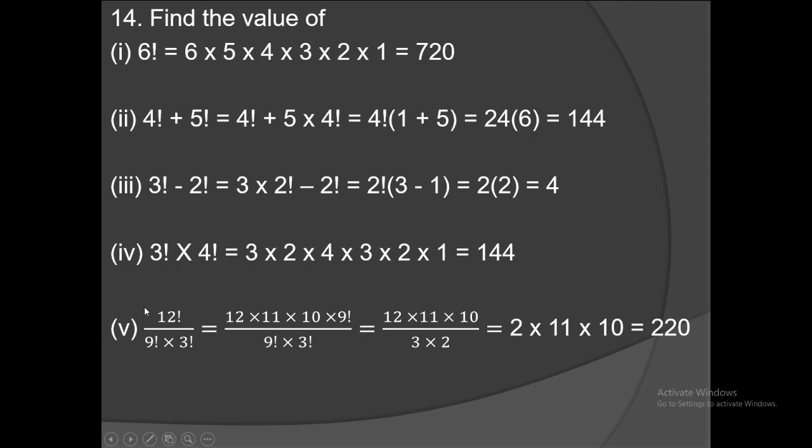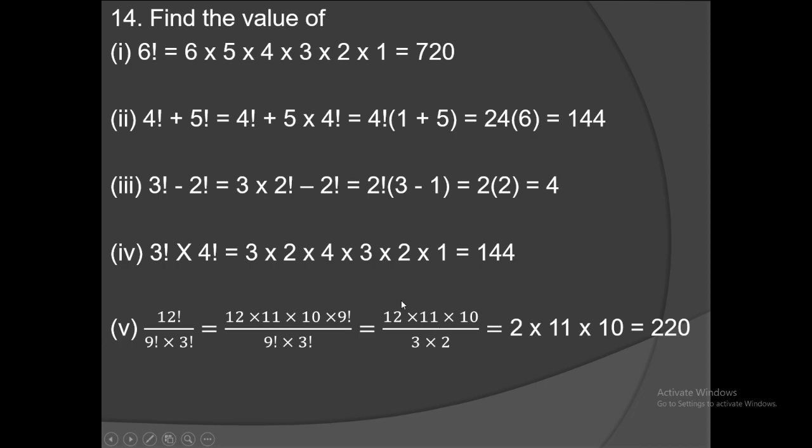Sum number 5. 12 factorial divided by 9 factorial into 3 factorial. That is a division, and in the denominator you have multiplication. Now see, in the denominator I have 9 factorial. So in the numerator, 12 factorial can be written as 12 into 11 into 10 into 9 factorial, and I stopped. Why did I stop at 9 factorial? Because in the denominator also I have 9 factorial, so I can easily cancel the 9 factorial in the denominator with the numerator. Can you understand? That's why I stopped it. So 9 factorial and 9 factorial are cancelled. In the denominator, this 3 factorial can be written as 3 into 2 into 1, so 3 into 2, which is 6.